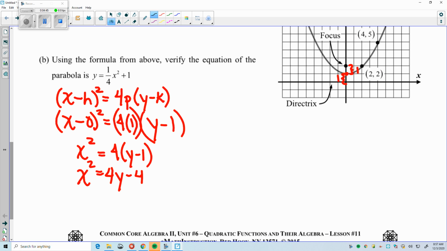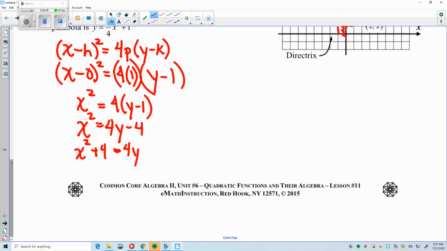Now, what we're trying to do is get y by itself. So I would want to add over the 4. So I have x squared plus 4 is equal to 4y. And then to get y by itself, I have to divide everything through by 4. So when I say everything, each of these terms has to be divided. Okay, and if we simplify, this simplifies down to y.